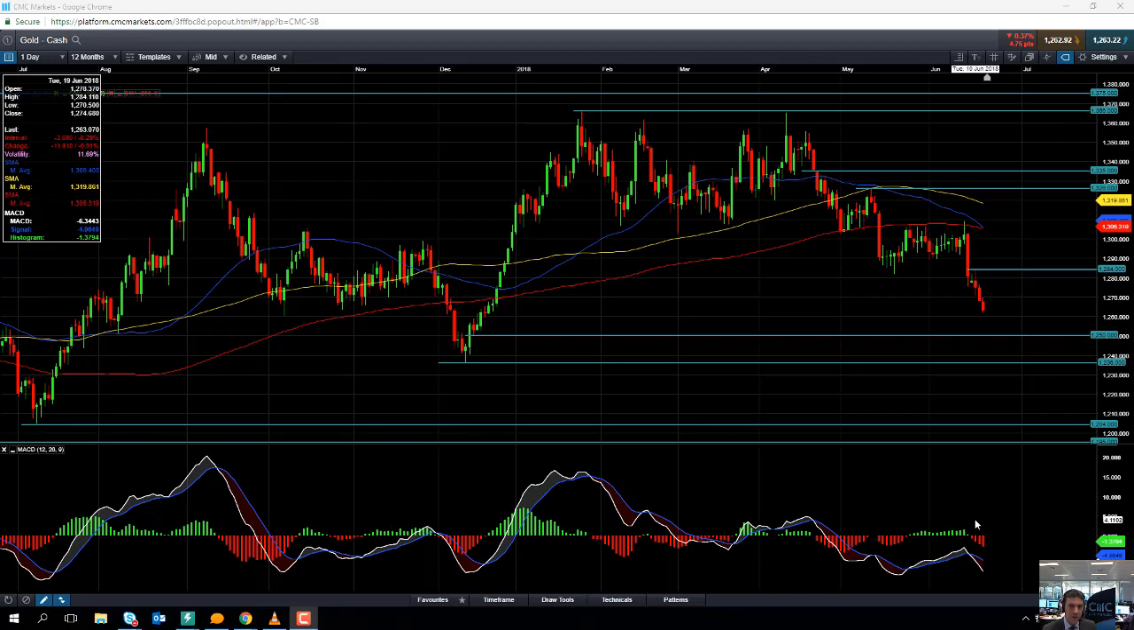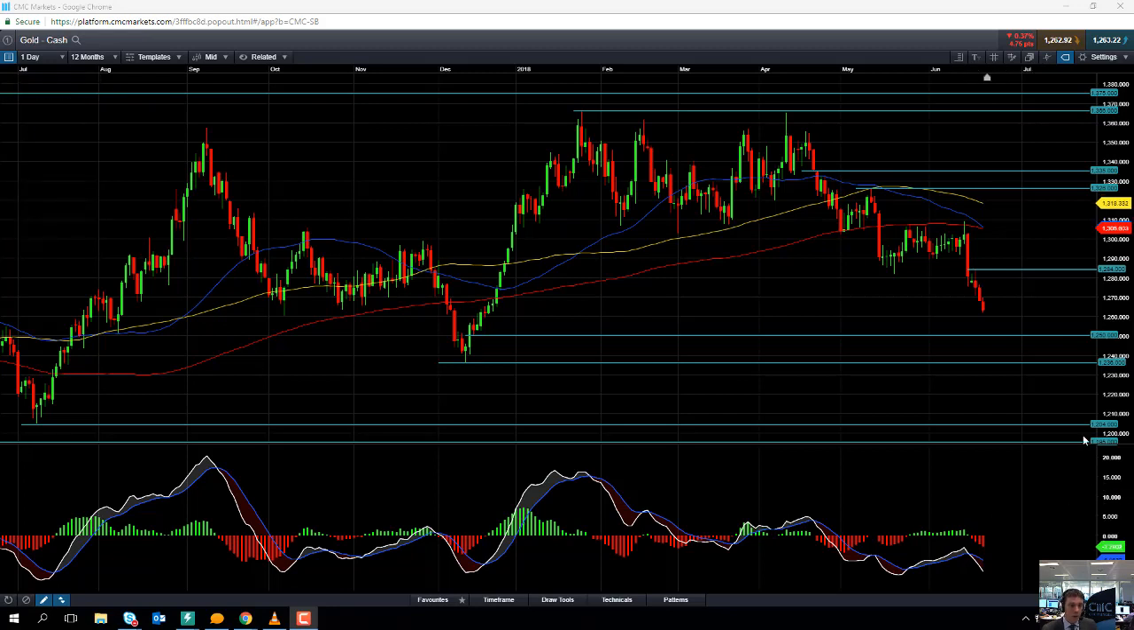Today's date is Thursday the 21st of June 2018 and the time has just gone 11:35 British Summer Time. This week's Chart of the Week is the gold market.